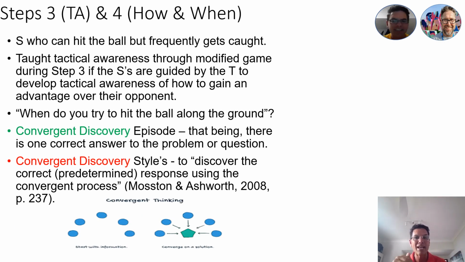Steps 3 and 4, tactical awareness and the how and when. Let's say you've got a student who can hit the ball but is frequently getting caught. This is a good opportunity to teach tactical awareness and guide them to understand the advantage over their opponent. In particular, when do you try and hit the ball along the ground in cricket? So you could ask this question to the students and they could try and solve this problem on their own and hopefully conclude at some point, because there is only really one correct answer here, and that is to discover the correct predetermined response: that I'm going to hit it on the ground when there is someone, a fielder, in front of me.